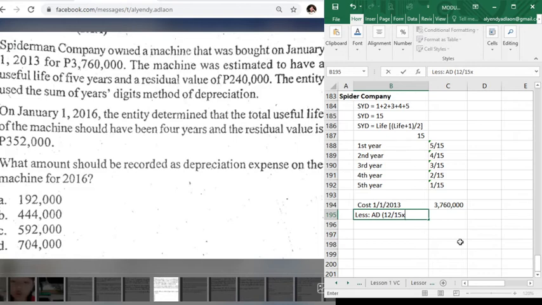3,760 minus 240. Okay, so 3,760 minus 240,000. Pila may depreciable amount na to, ana? 3,760 minus 240,000, we have 3,520,000. Now, 3,520,000 times 12/15.